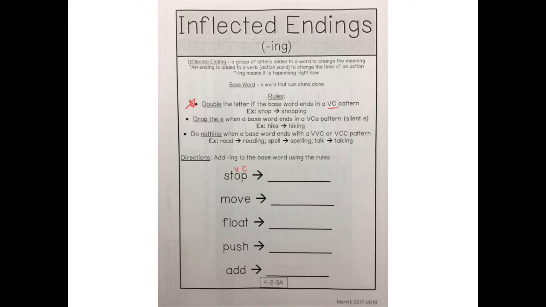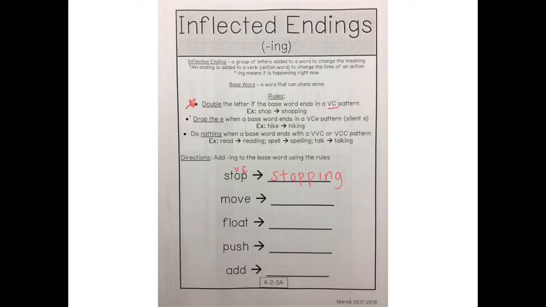So if I need to add -ing to stop, that's going to put a vowel right next to my consonant. And the consonant, the boy, doesn't like to be in between two girls. So we need to double it, so the boy doesn't have to be all by himself. To change stop to stopping, I write stop, there's my base word, I double my consonant and add -ing.